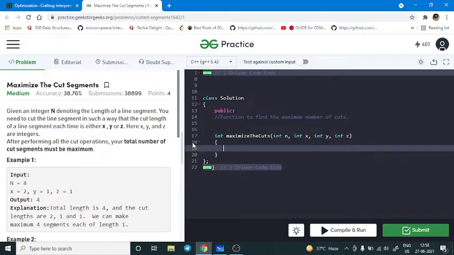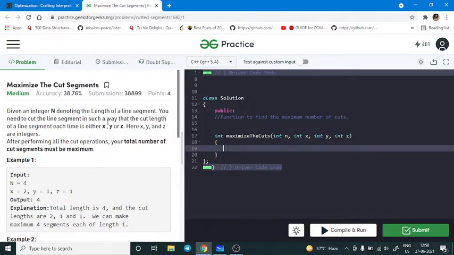So it is saying that we are given an integer n denoting the length of a line segment, right? That integer n denotes the length of the actual line segment which we are imagining. Now our task is to cut the line segment in such a way that the cut length of a line segment each time is either x, y, or z. Here x, y, z are integers.